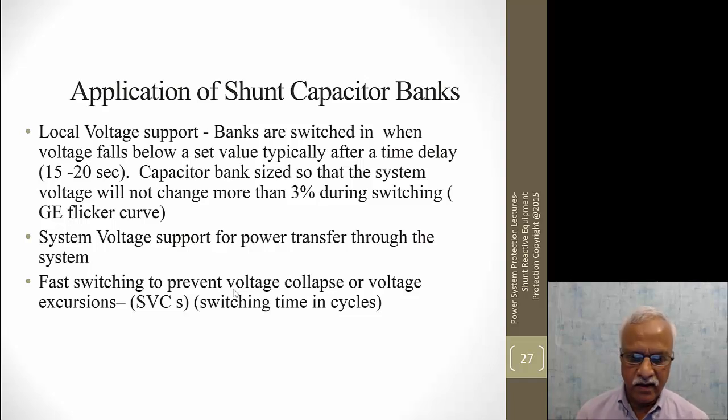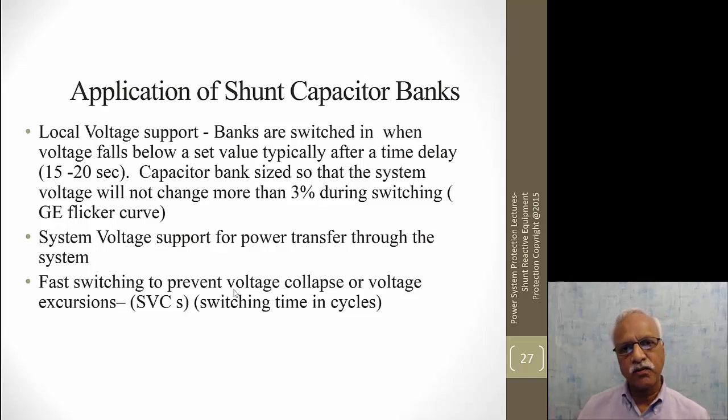And then system voltage support: when there is a power flow through the system, we said that when a transmission line is loaded more than the surge impedance loading, the voltages at various points drop down. So to prop up the voltage at these points due to flow, it's not for local voltage support, it is for the through flow of the power through the system. We need capacitors at various points to keep the voltages within the specified limit.